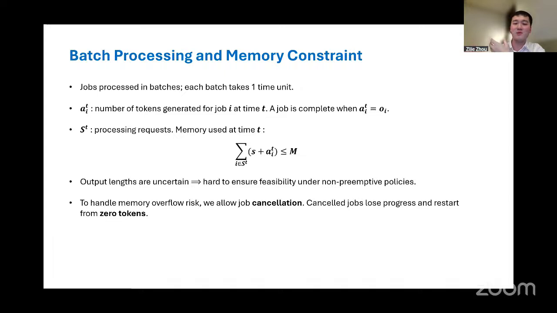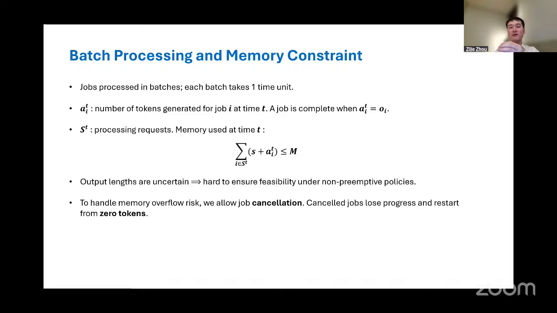except you make things very conservative, right? For most of the schedules, you cannot guarantee that the memory does not violate it because you do not know the value of this OI. Therefore, if there is some memory overflow risk, we can allow some job cancellation. For example, if we try to add 5 requests in the same batch, and during this process, we find maybe we can only add 4 in the batch, right?